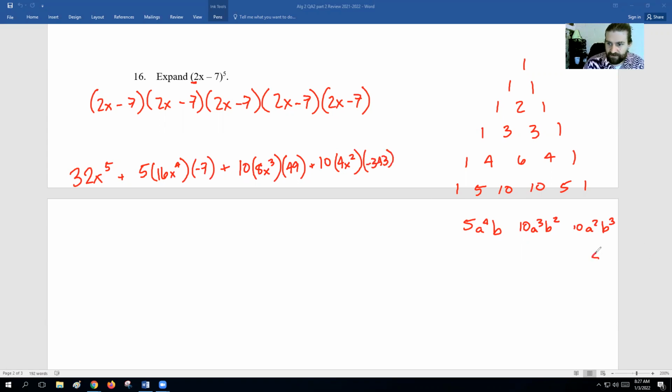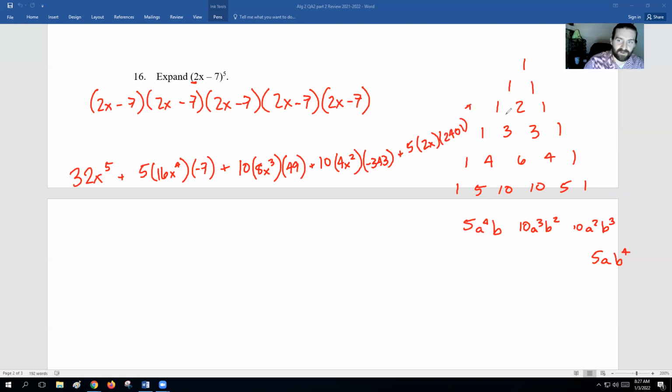Then we have 5ab to the 4th. All right, so 5, 2x is just a, and then b to the 4th. 49 times 49 is 2401.